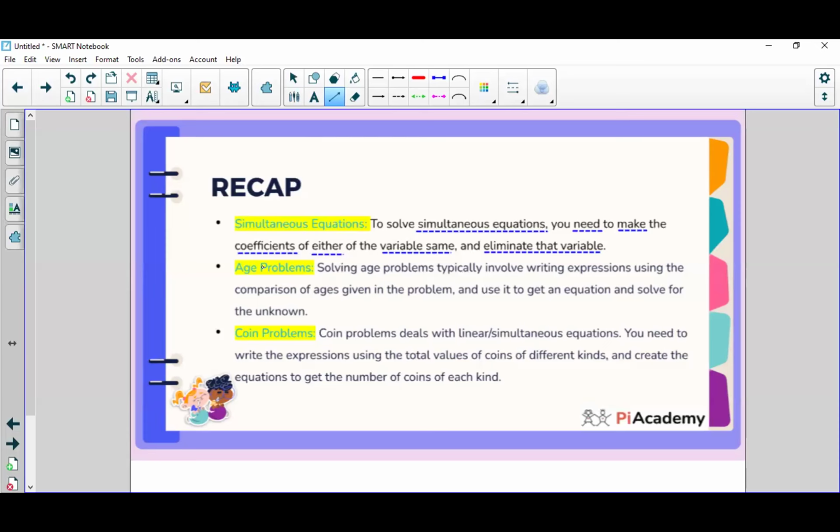Okay, now the next point is age problems. Solving age problems typically involves writing expressions using the comparison of ages. Now, what is the comparison of ages here? Suppose it was given like the total sum of their ages, or the difference between their ages, and something you will get like past-related queries, like 5 years ago or after 5 years, they would be twice or thrice of each other's age, something like that. So you have to write expressions using that comparison, which is given to you in the question, use it to get an equation, and then solve for the unknown. That was for the age problems.